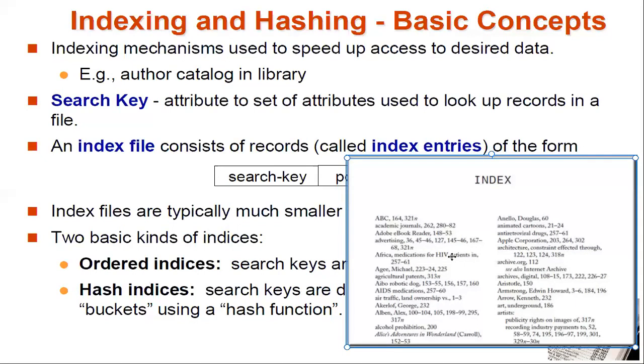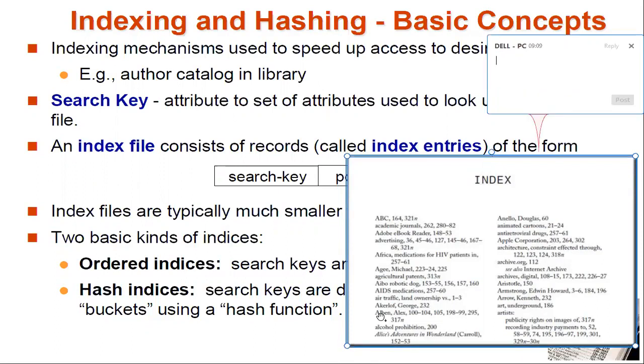So instead of looking for the word in the entire textbook, you can just look at the index very quickly, pick up the corresponding page number, go directly to that page, and view the content. The same concept, the same idea, is used in the indexing mechanism. Let's try to understand one more example.